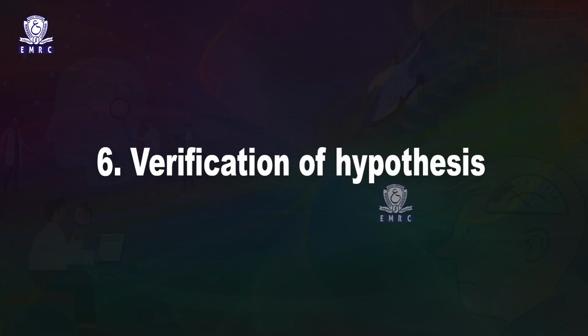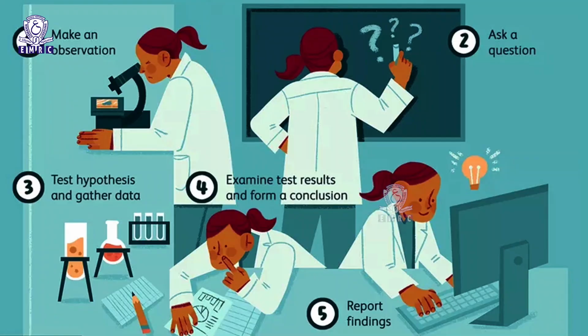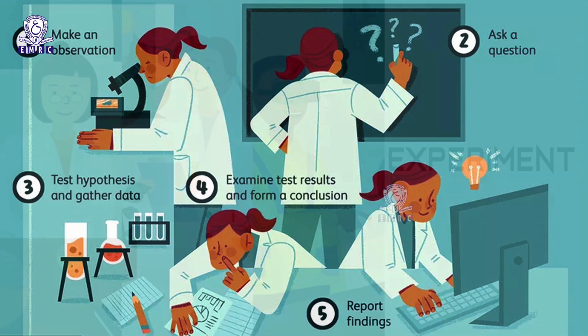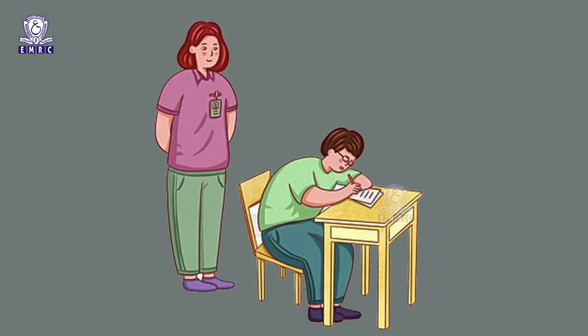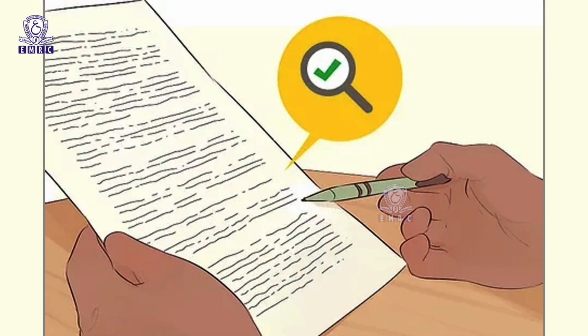Then finally, verification of hypothesis. The last step in the experimental method is the verification of the hypothesis which we have earlier framed. The result of the experiment shows whether the hypothesis is accepted or not accepted. We may find that strict supervision leads to less copying. In that case, we may conclude that the hypothesis is accepted. If the results are otherwise, then our conclusion will be that the hypothesis is not accepted.